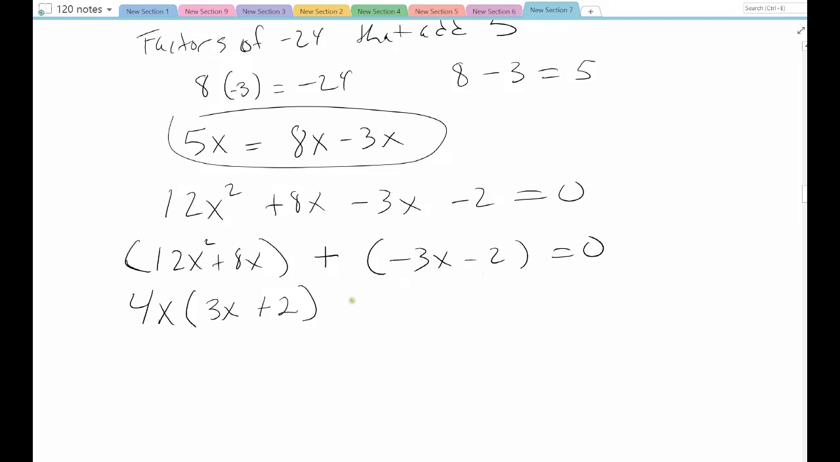I want to pull the negative out. And so I'm going to pull a negative 1 out. When I pull a negative 1 out, then I divide out by the negative 1. And so I'm left with a positive 3x plus 2, which is what I want because I need these two groups to be the same.